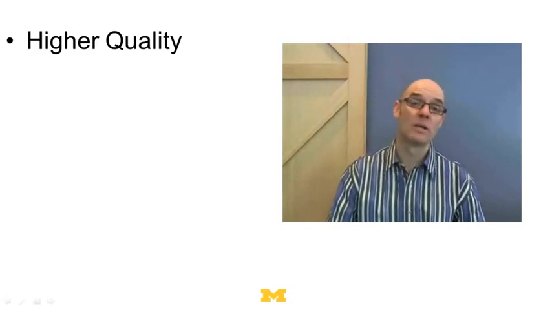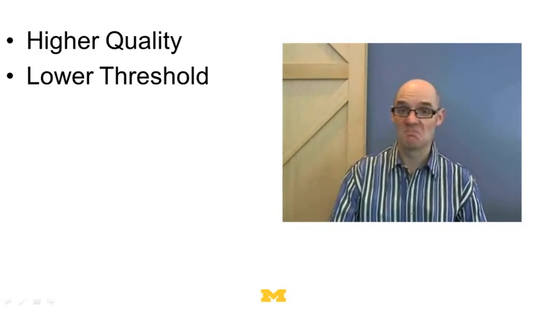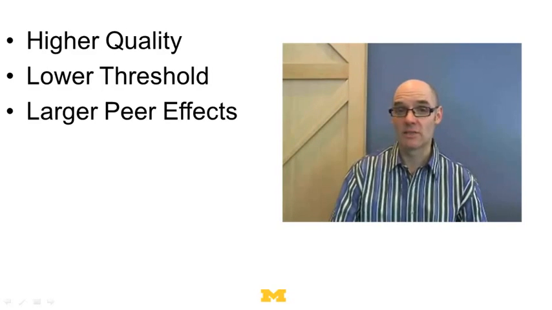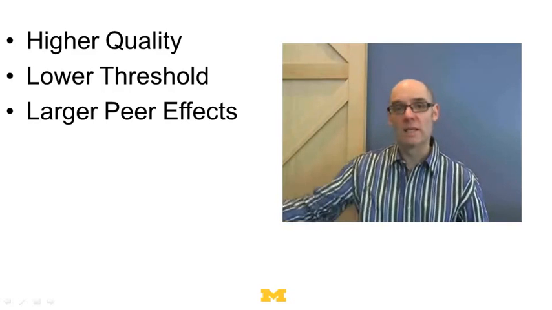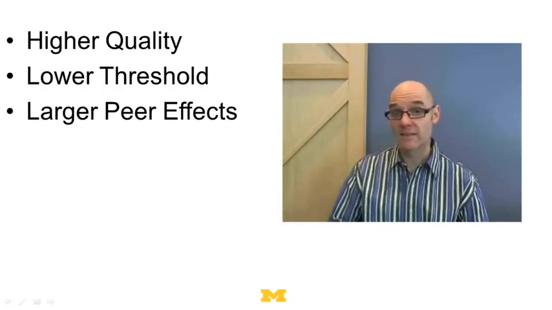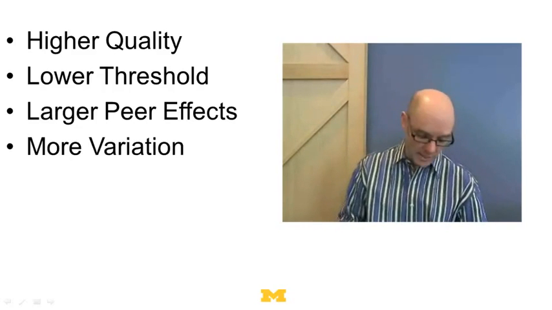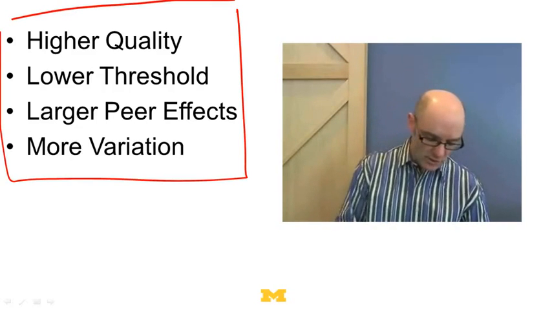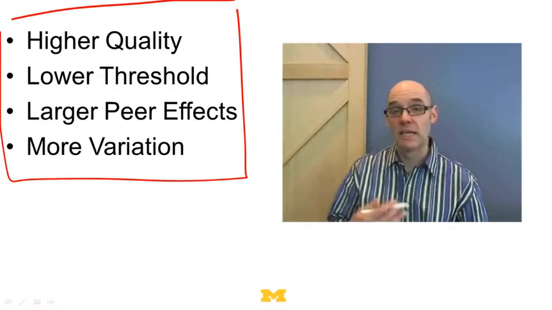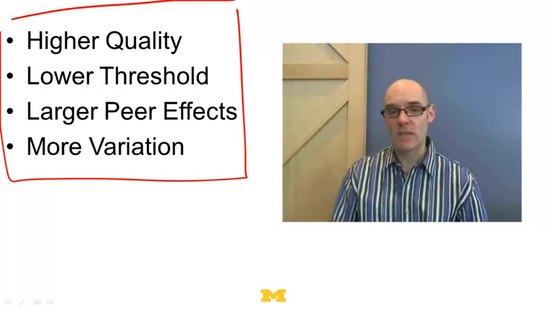So let's think about what we know. What did we learn? Higher quality show, more likely to be a standing ovation. Not a surprise. Lower threshold for standing, right? More likely to be a standing ovation. Again, not a huge surprise. People more willing to stand up, jump on the bandwagon, lower X, more likely to be a standing ovation. Larger peer effects, what do I call that? And the last thing is more variation. If there's more variation, more diversity in that error term, then more likely to get a standing ovation.